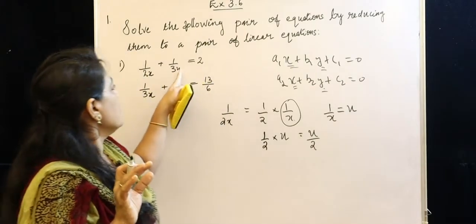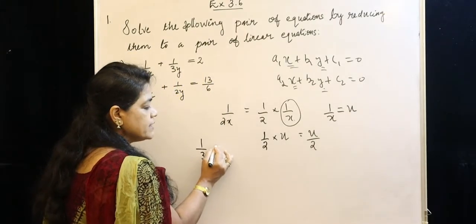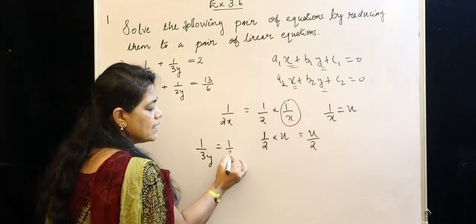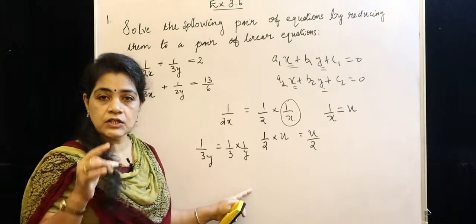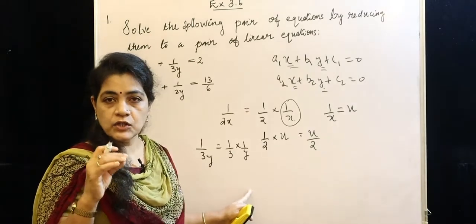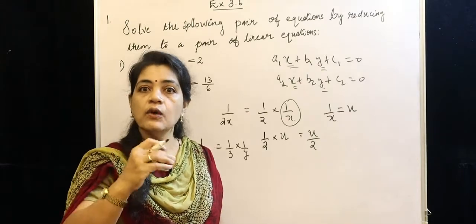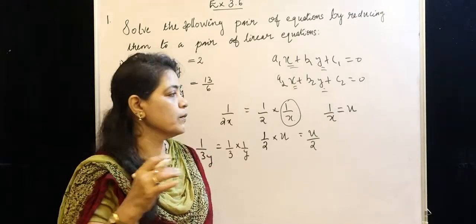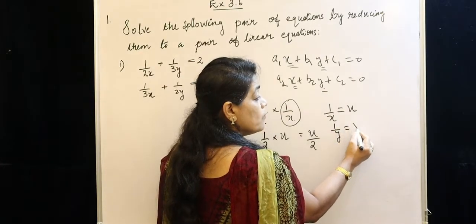In the same way, 1 by 3y can be split in the form 1 by 3 into 1 by y. So instead of 1 by y, we have to replace it with another variable. I am giving the substitution for 1 by y as v.